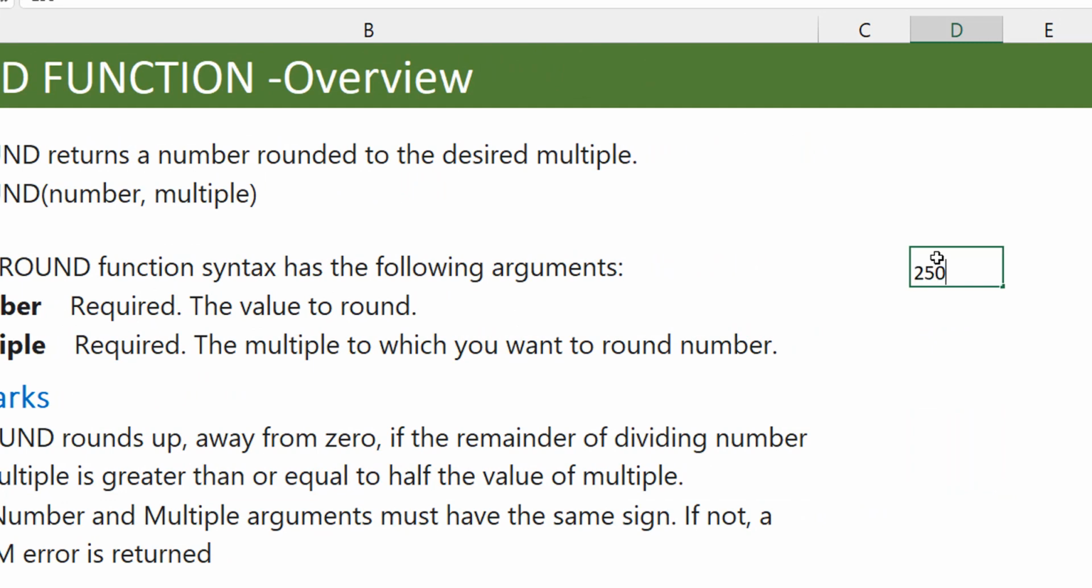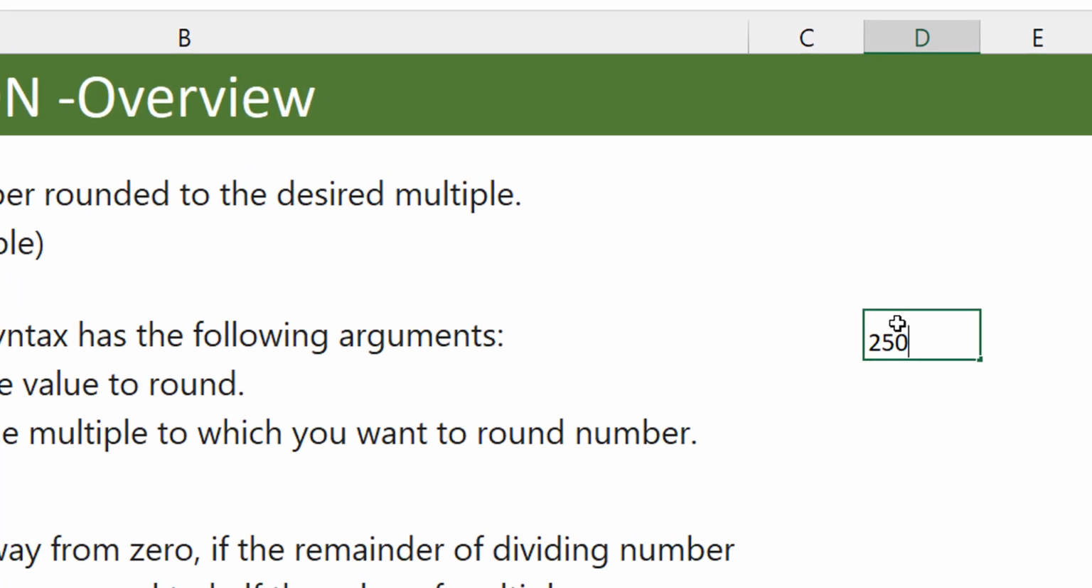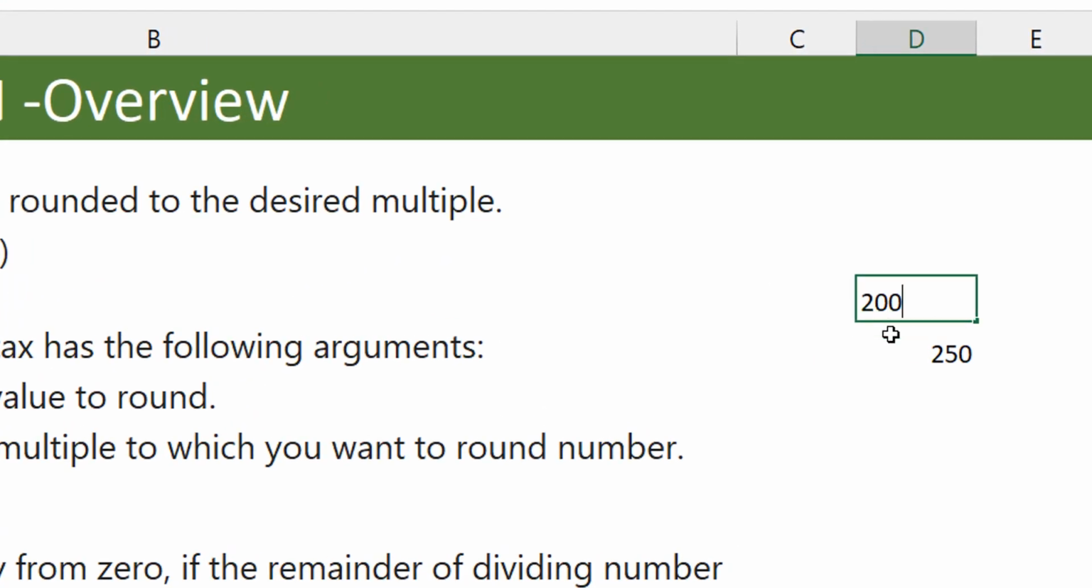Let me give you an example. If you want to round 250 to the nearest multiple of 100, it's 200 or 300, right? Those are the multiples of 100. Now you can see it's midway. 250 is 50 from 200 and 50 from 300. So MROUND rounds away from 0, which means it's going to give you 300. That's how it's supposed to work. There are a few exceptions. I'll call it a bug or a glitch. You can see that in the official documentation, but let's leave it at this for now.